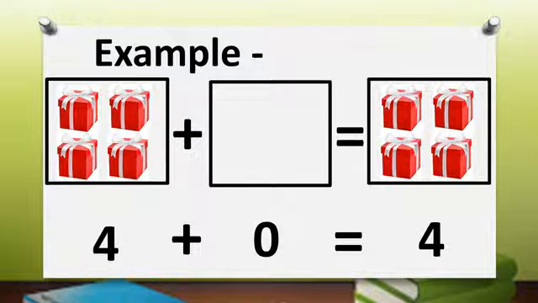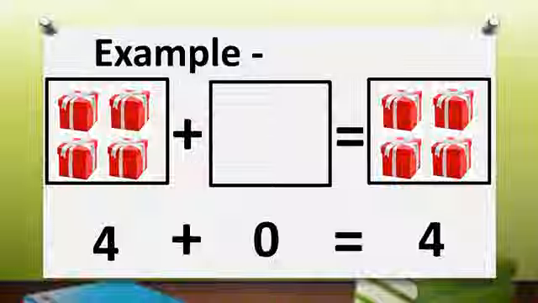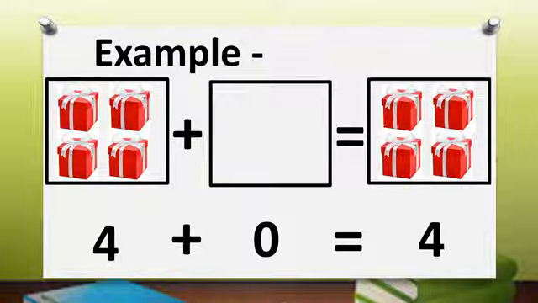Now children, if you see the answer, it is number 4, and number 4 is equal to the numbers that we added. So the answer that we got here on adding is equal to the numbers that we added. So children, always remember that the sum obtained by adding two numbers is always greater than or equal to the larger number.